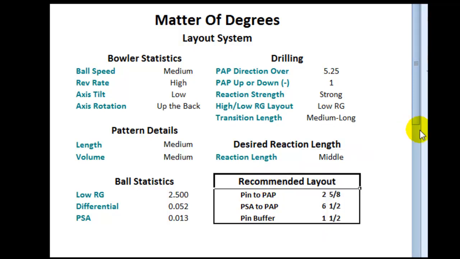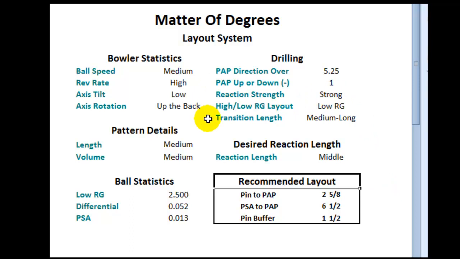So what it does now is give me a recommended layout. What it's telling me is for this particular ball, I want the pin to PAP at 2 5/8 inches away. My PSA, or mass bias, to PAP is at 6.5 inches. And my pin buffer is only 1.5 inches. And I can drill this ball and confidently know that this is the reaction I'm going to get.